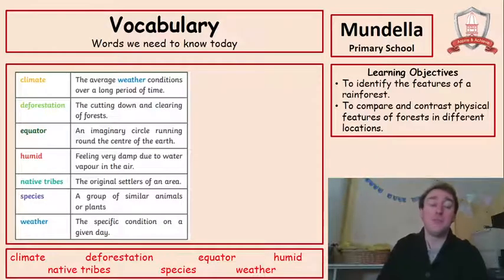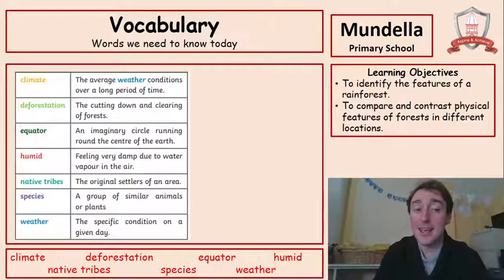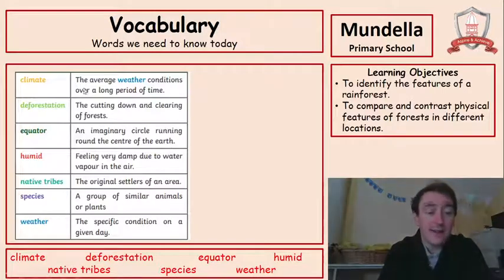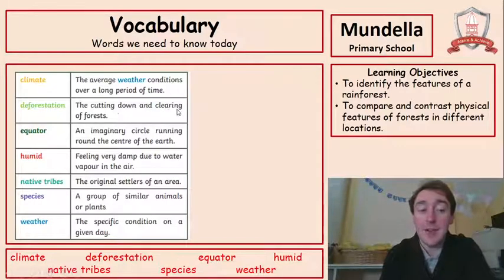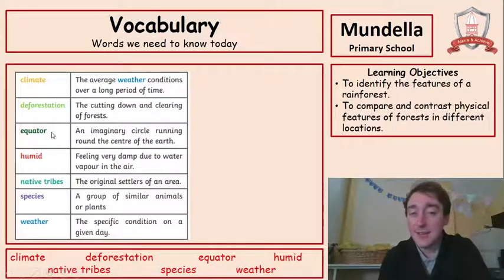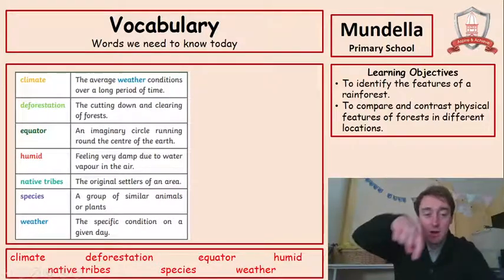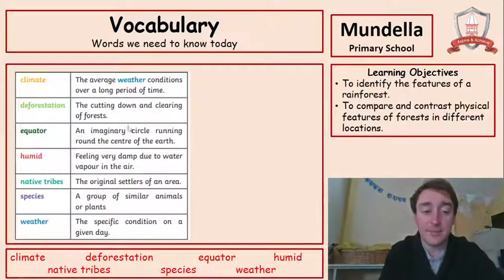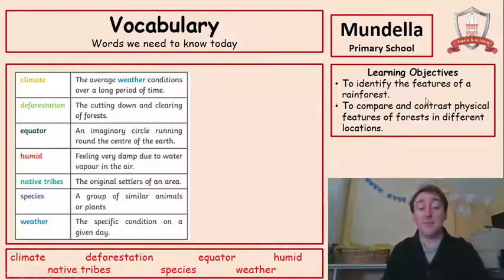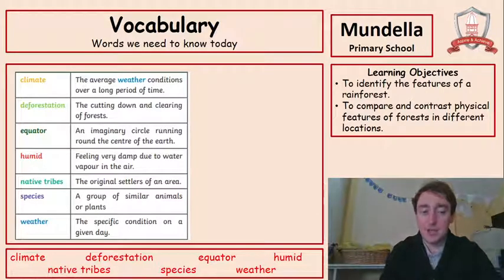Okay, vocabulary. Here are the words that we will need to know today. So, the word climate. That means what the weather is like, or the average weather conditions every day over a long period of time. Deforestation, so that's the cutting down and clearing of forests with trees, okay? Equator, now you've heard of the equator, I believe. So that's an imaginary circle running around the centre of the earth, and that's where everything's at its hottest, near the equator. Humid, and if something's humid, it actually feels very damp due to water vapour in the air, okay?